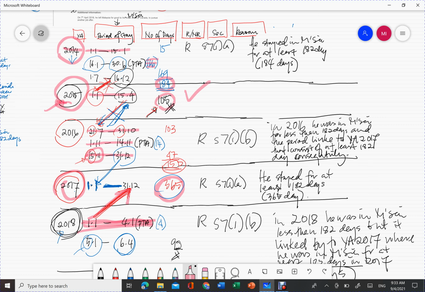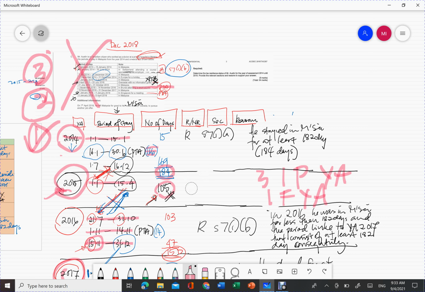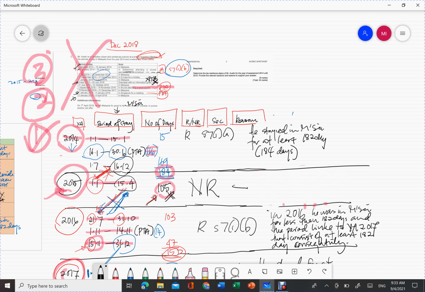Try apply 71D. 71D pula kata 3 immediate preceding year of assessment dengan 1 following year of assessment. Dia tak ada lagi sekali. Dia tak ada 1, 2 ni. 2 dengan 3 ni tak ada. Dia cuma ada 1. Maksudnya untuk 2015 we have applied section 71B until section 71D. Still dia tak boleh jadi resident. Maksud kata dia ialah non-resident. When the answer is he is a non-resident, tak payah tahu section, you don't have to state the reason. So this is how we are supposed to answer the question.